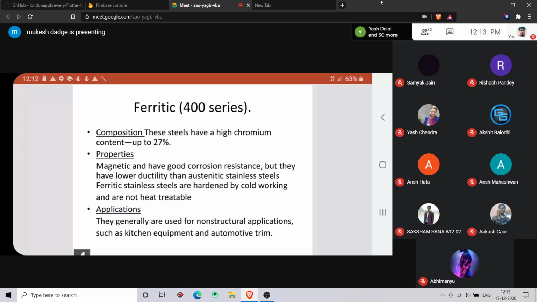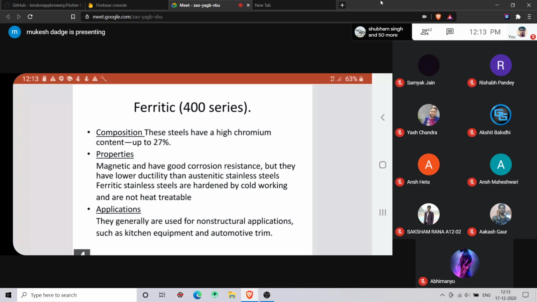Why does this happen, right? Again, you have to go for the chemistry. Chromium percentage is higher, so due to that the ductility is lower. Right? Ferritic stainless steels are hardened by cold working and are not heat treatable, just like your MS mild steel. That is not heat treatable. This ferritic stainless steel is also not heat treatable. You cannot heat treat, right? So heat treated means you cannot make it soft or hard.